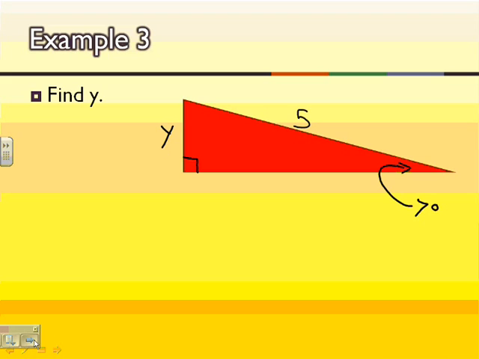So first of all, look at your angle. Compared to this angle, what would you call the y? And then what trig function fits opposite hypotenuse? So here's how we're going to set this up. I know the angle, so I'm going to say that the sine of 7 degrees equals, what's the ratio going to be? Y over 5, because that would give me the opposite over the hypotenuse.